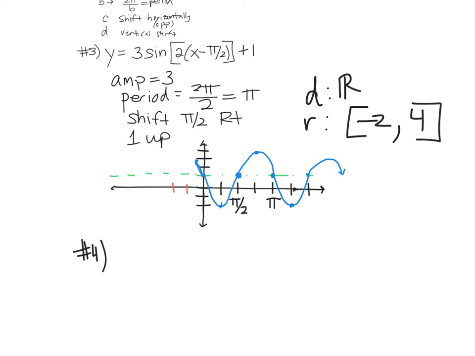Perfect. So -2 right here, that's as low as it goes. And then up here at 4. Because it's 3 above 1. Because we shifted it up 1, and it's 3 above that. All right. Good talk. Here we go.